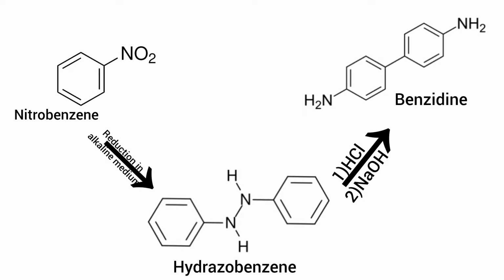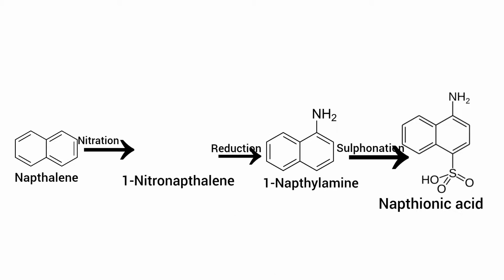Benzidine can be synthesized from hydrazobenzene via benzidine rearrangement, and hydrazobenzene can be synthesized by reduction of nitrobenzene in alkaline medium. Naphthionic acid can be synthesized from alpha-naphthylamine via sulphonation, while alpha-naphthylamine can be synthesized from alpha-nitronaphthalene via reduction in acidic medium. Alpha-nitronaphthalene can be prepared from naphthalene via nitration.